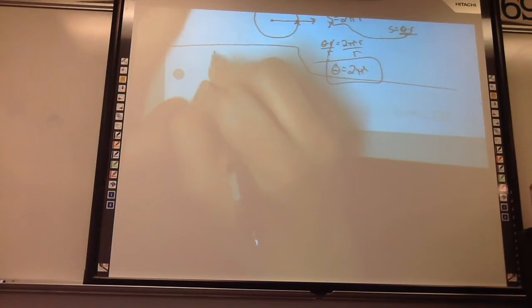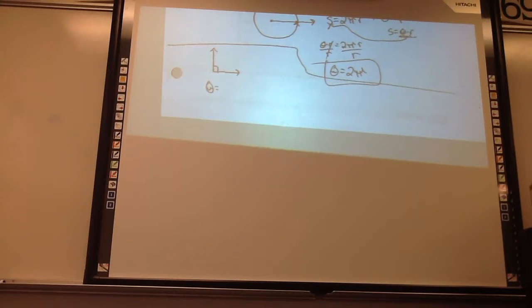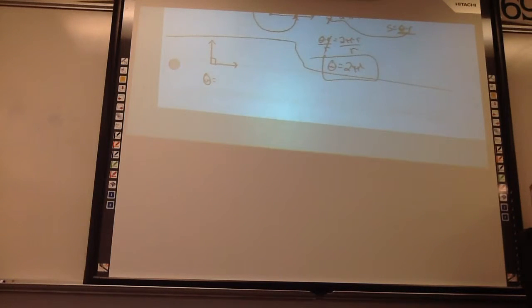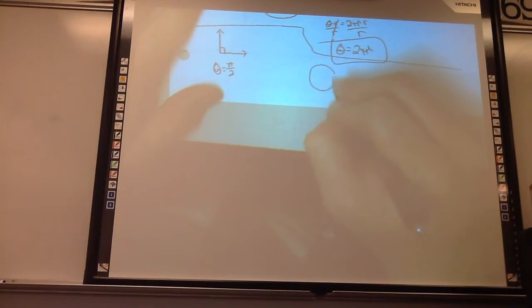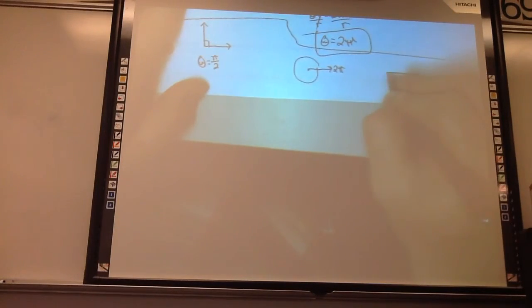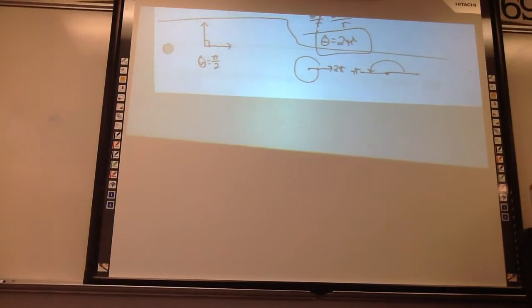So if there are 2 pi radians in a circle, what is the measure of that angle? Half pi. We write it as pi over 2. Why? Because a full circle is 2 pi radians. So half a circle is 1 pi. So half of a half is half a pi. I have to literally picture a pi.